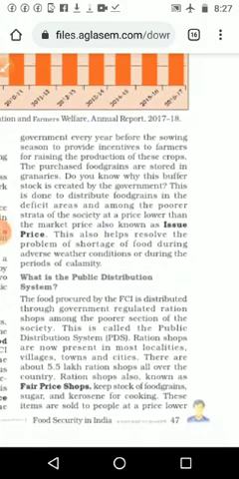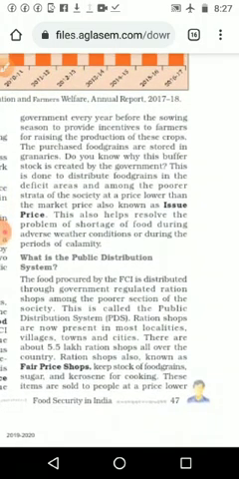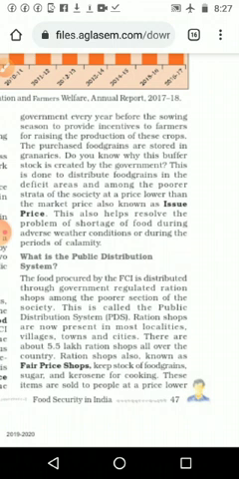The purchased food grains are stored in the granaries. And do you know why this buffer stock is created by the government? What is the aim of this buffer stock that we are going to see? This is done to distribute food grains in the deficit areas or among the poorer strata of the society at a price lower than the market price, which is known as issue price.